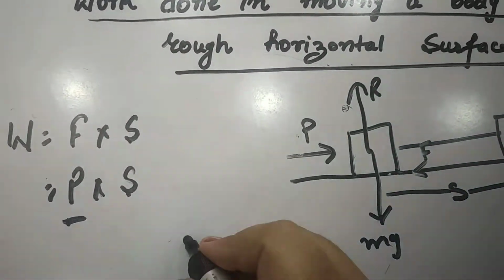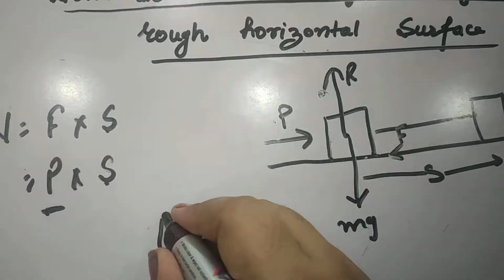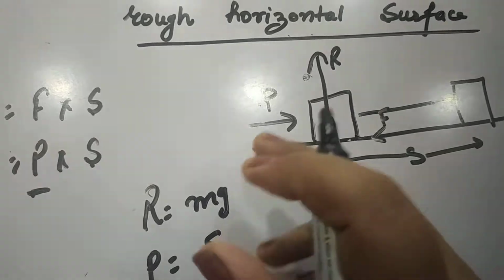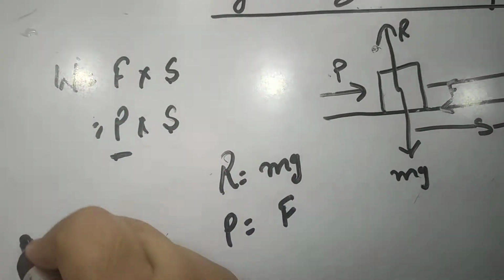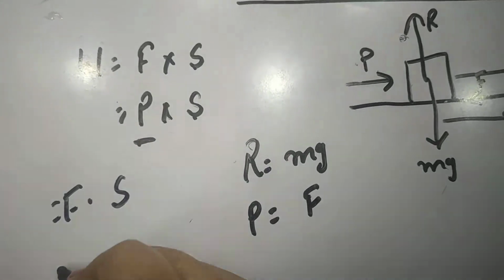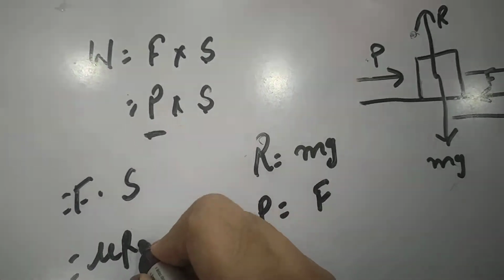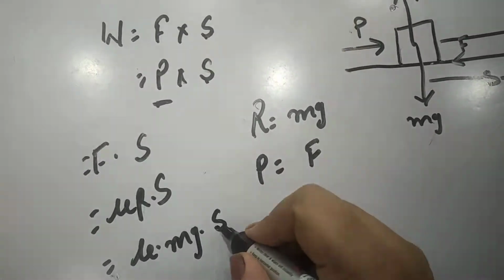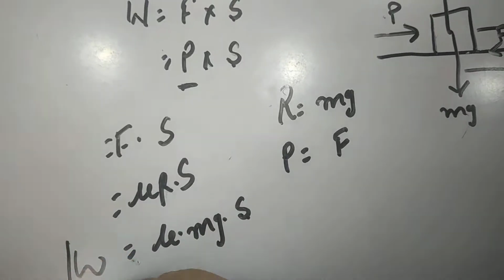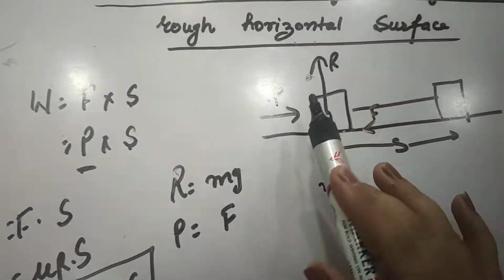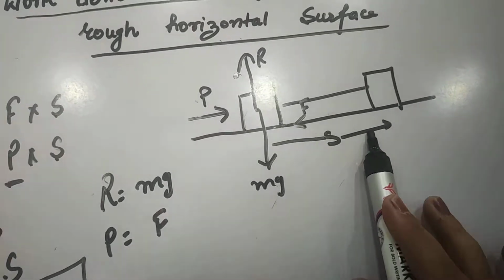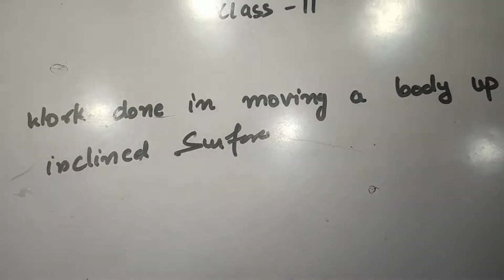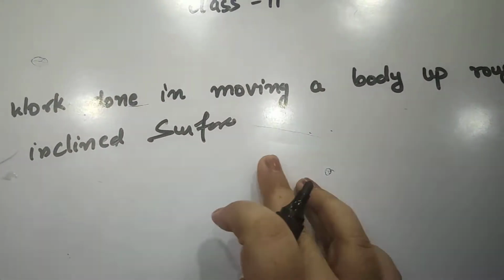We know that from this, if we write the balanced equation, R is equal to mg and P is equal to F, the applied frictional force. So putting this value, this is equal to F into S. Also we know that F is equal to mu R into S, or equal to mu into mg into S. So this is the amount of work done required to move our body through a distance S over a rough horizontal surface. Now let us find the work done in moving a body up the rough inclined surface.